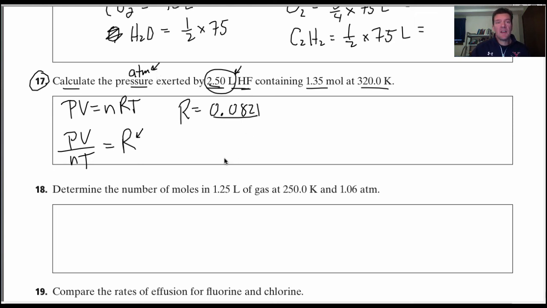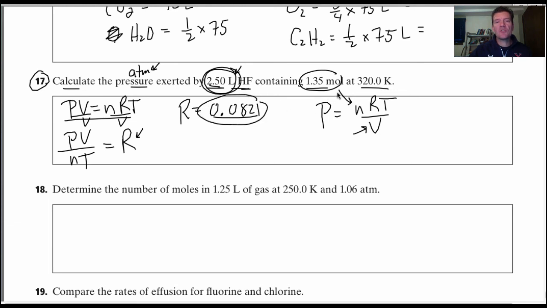All we do is we plug in the values. That's all we do right here. We're going to find pressure. So for pressure, I'm going to divide both sides by volume to get the pressure by itself: nRT over V. All you need to do is put in 2.50 for the volume, 1.35 for the n, the number of moles, and 0.0821 for your R. And you're going to put in the temperature, it's already in Kelvin, how nice of them. Solve for pressure, and the atmospheres will be your units. Okay?